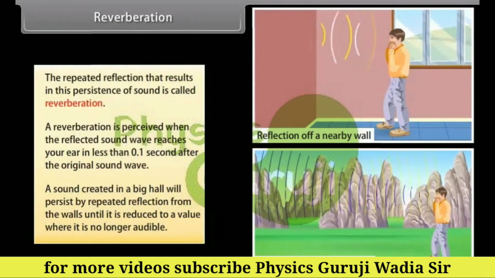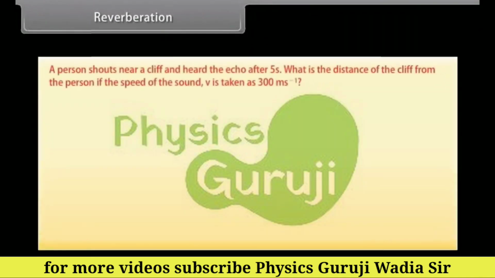Let's now solve a problem. A person shouts near a cliff and hears the echo after 5 seconds. What is the distance of the cliff from the person if the speed of the sound, v, is taken as 300 meters second raised to the power minus 1? Given that the speed of sound, v, is 300 meters second raised to the power minus 1. Time taken for hearing the echo, t, is 5 seconds.